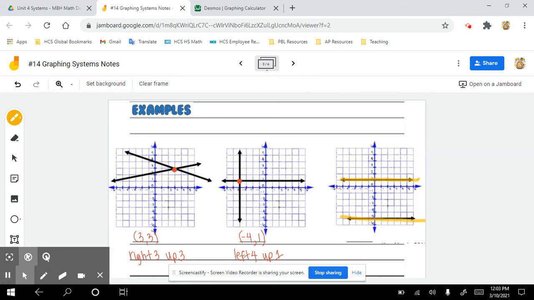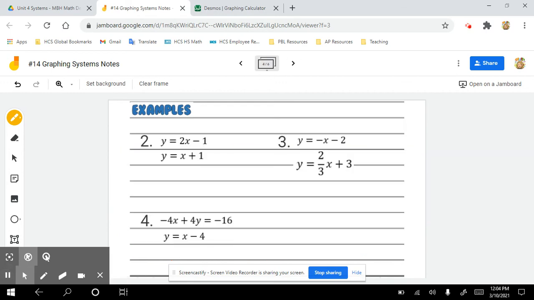Now we have a problem here on the last example because these two lines never cross. If these two lines never touch or never intersect, that means we will never have a solution here. So when that happens, guys, you're going to tell me no solution. They can never cross. Three more examples.